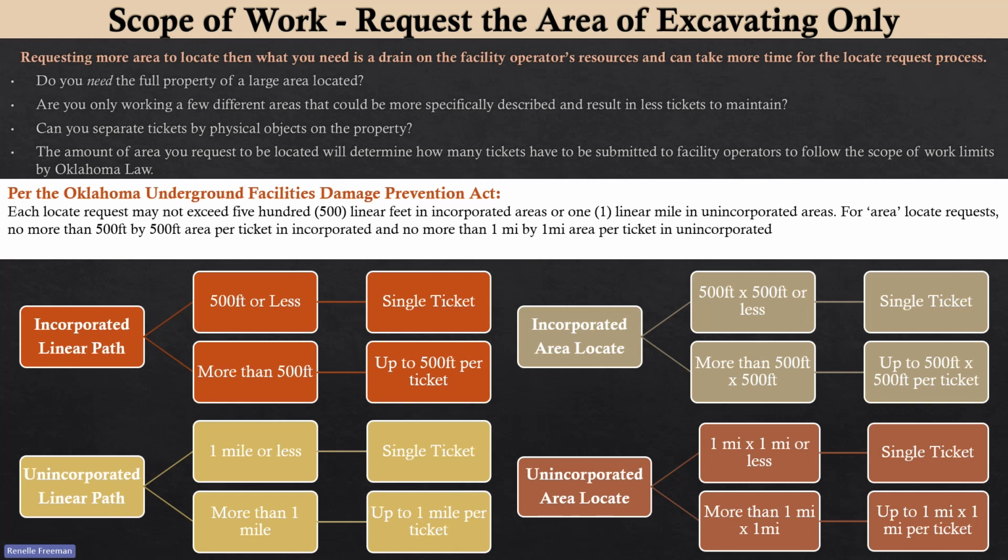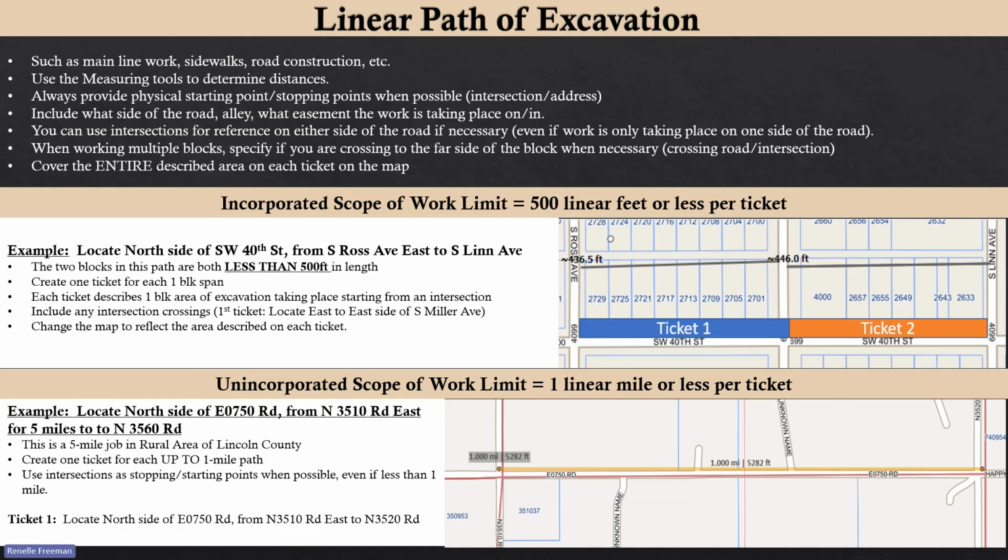So for an area locate request, how we apply that is no more than 500 foot by 500 foot area per ticket in incorporated and no more than 1 mile by 1 mile area in unincorporated areas. So this graph here just shows you what that looks like for each different scenario. So if we talk about a linear path of excavation, this is work such as mainline work, sidewalks, road construction. Again, it's one starting point, one ending point.